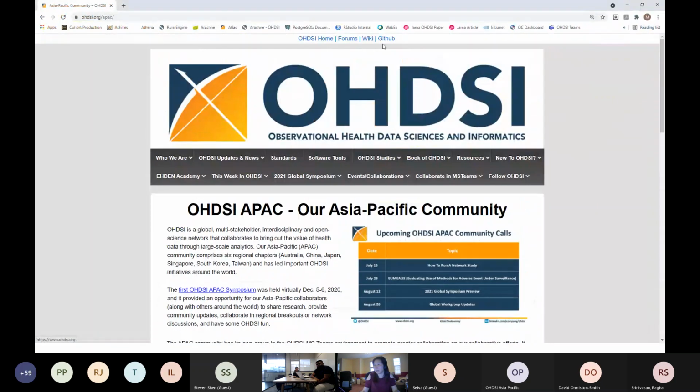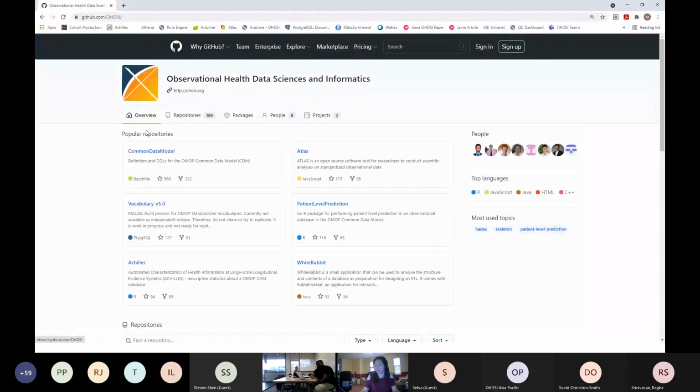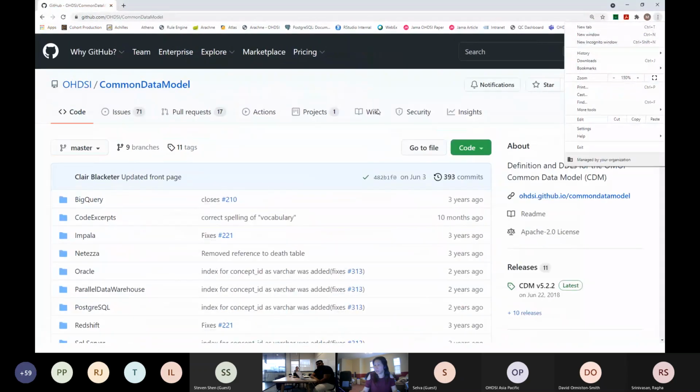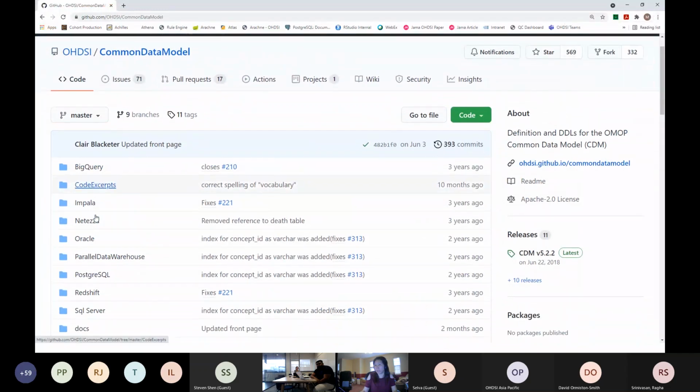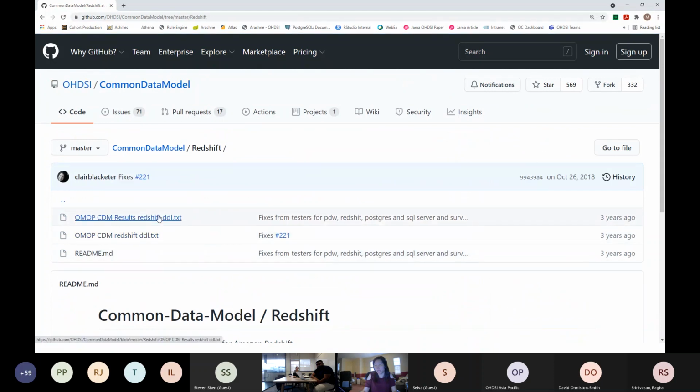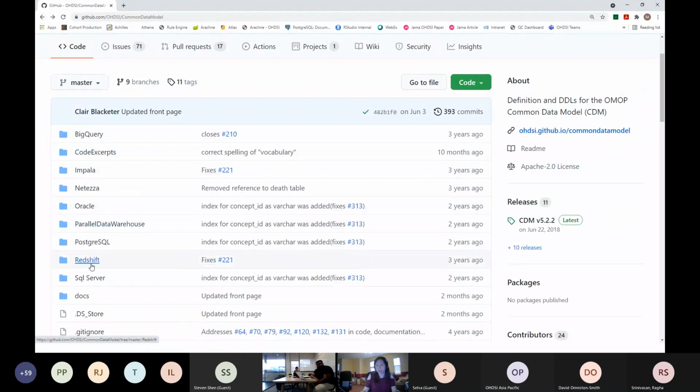So in here, if you go to GitHub and go to the common data model, you will see that all of the DDLs are here. If you're in Redshift, you just need to click on this, and there's the DDL, so you can download all of that. Same thing with any of these other ones.